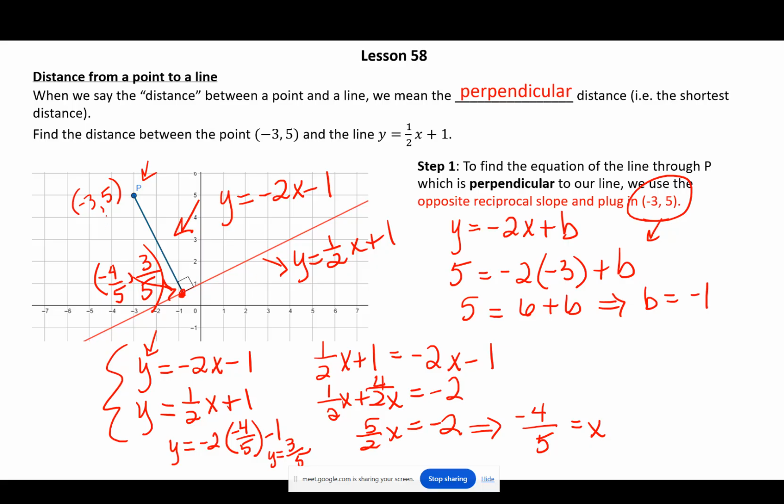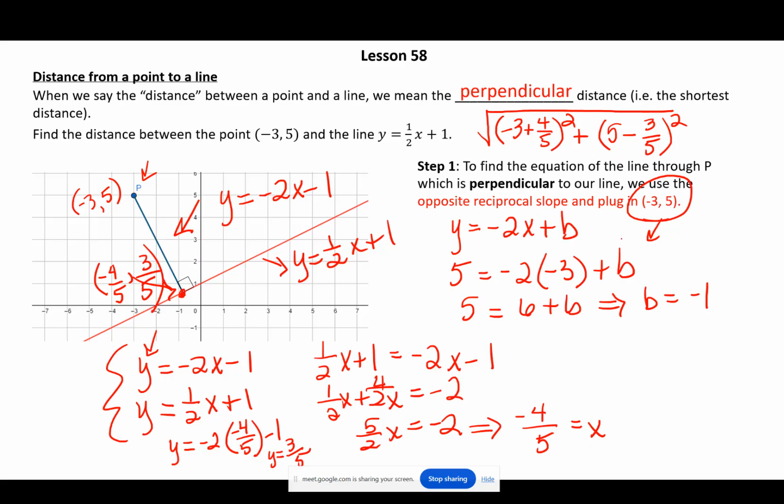We're almost done. We just have to find the distance between P, negative 3, 5, and the point on the line, negative 4/5, 3/5. To do that, we will use our distance formula and plug that all in. So we've got negative 3 minus negative 4/5, which is plus 4/5. And we're going to square that. And then we have 5 minus 3/5, and we're going to square that.